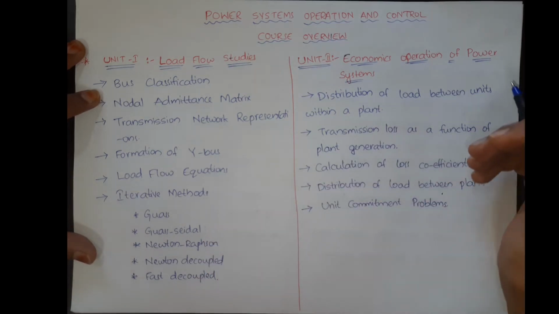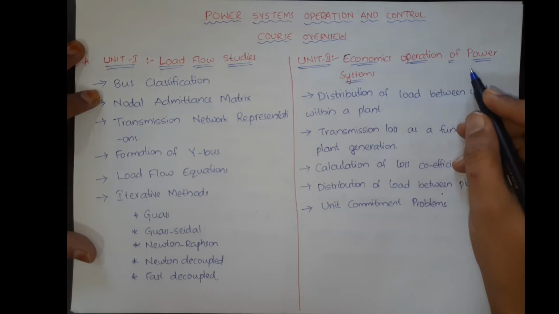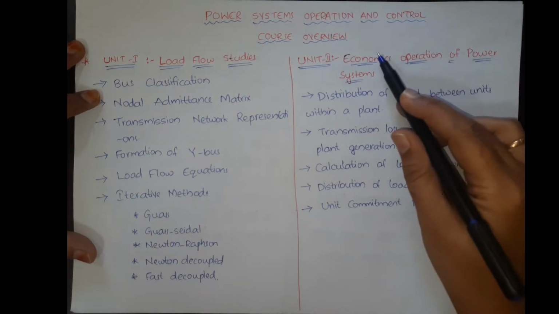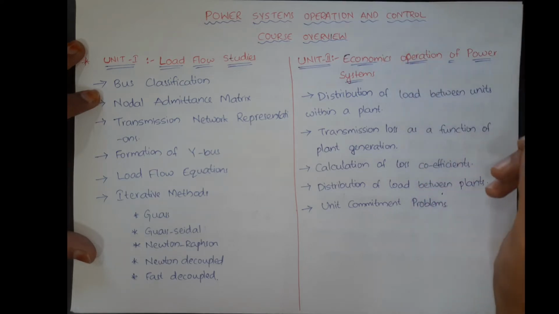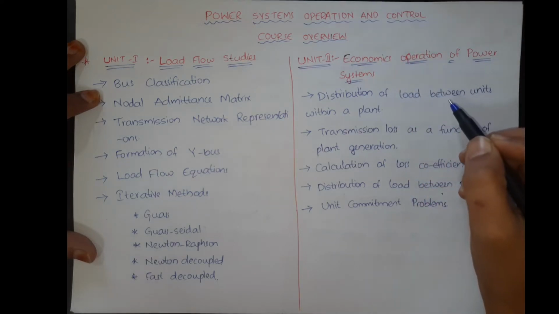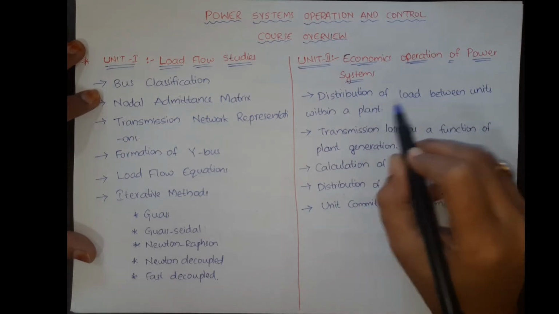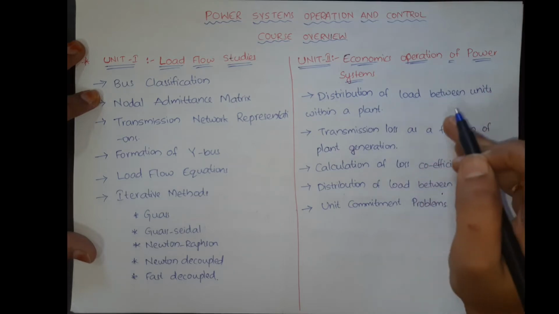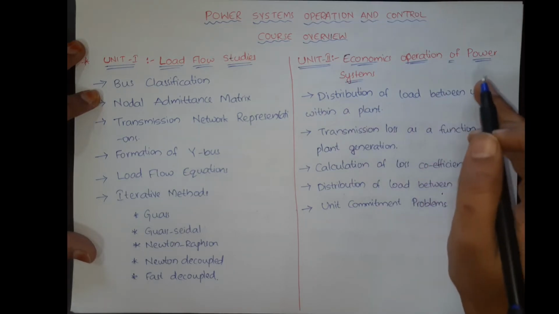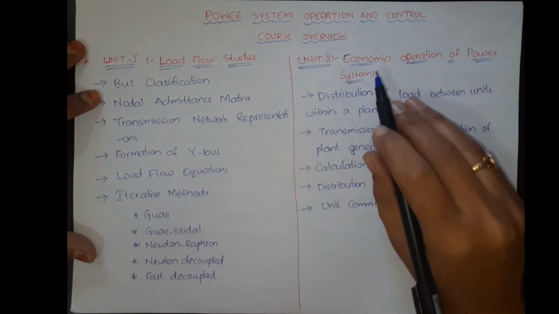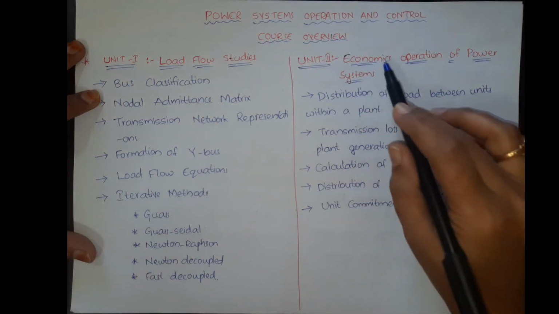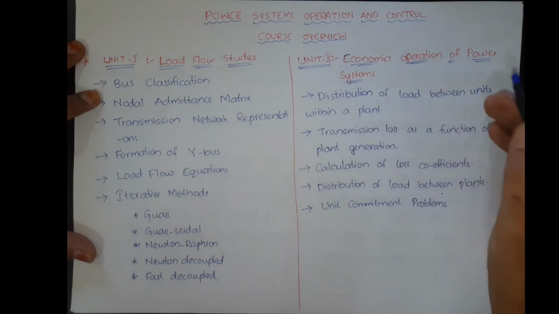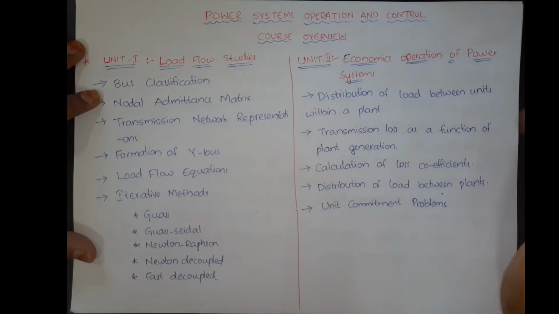And coming to unit 2, that is nothing but economic operation of power systems, right? Here the economics part, as the name tells us, right? So that is how, if a power system has to be run economically, what must be the distribution of load between each unit in a plant. Understood? There will be different units in a certain plant, right? So how the load must be distributed between these plants we'll be studying in unit 2. That means to run the power system economically, how the distribution must be done between the loads, right?